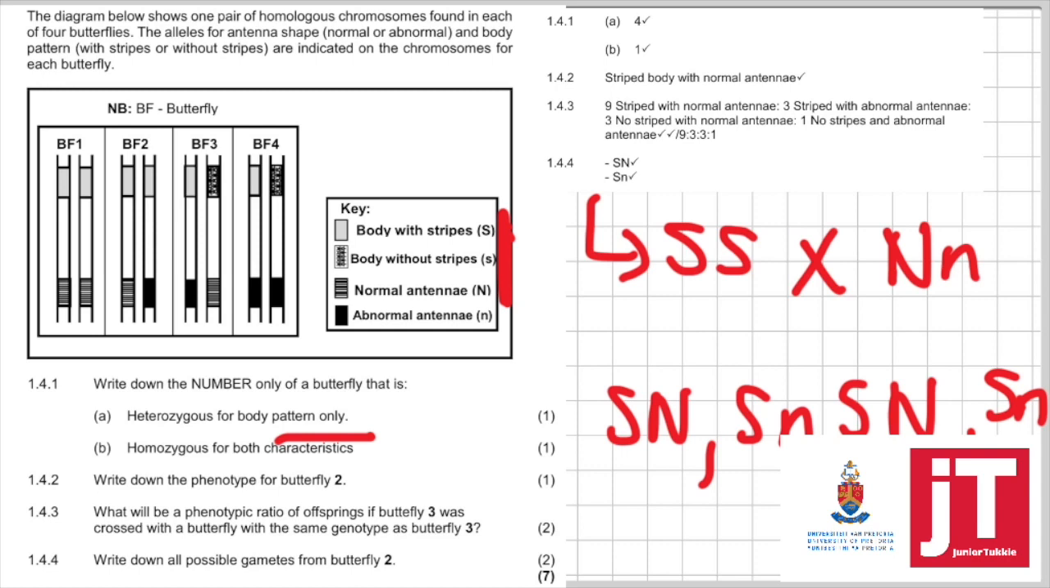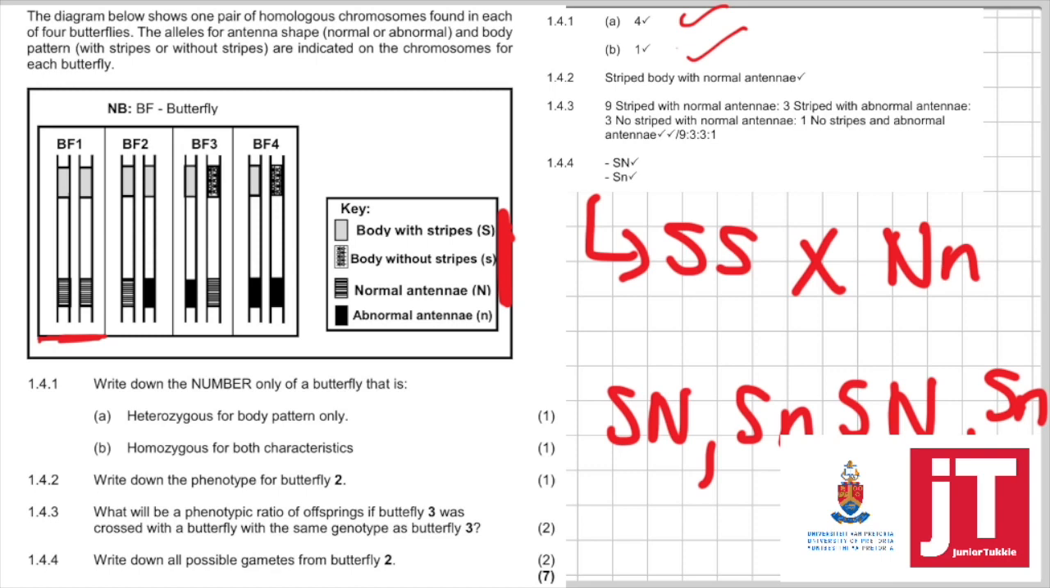Now, body pattern only. Let's look at body pattern. We're looking at the S and this is the stripes. So, heterozygous for body pattern only, my answer is 4. Right. Write down the number only of a butterfly that is homozygous for both characteristics. So, homozygous for both characteristics, as you can see, it's butterfly 1.